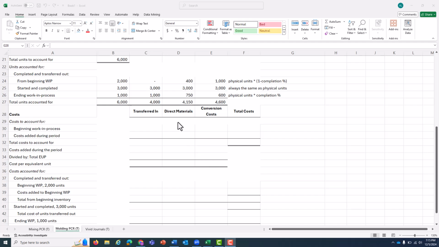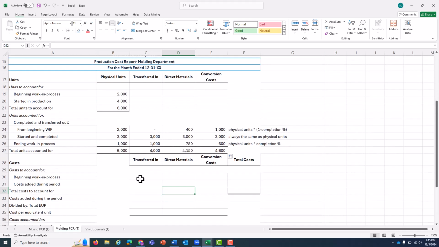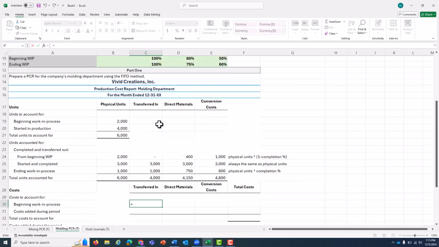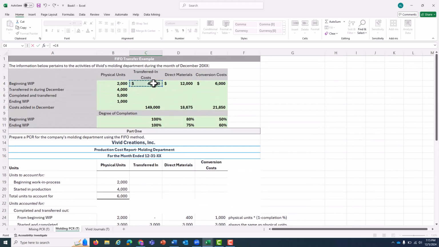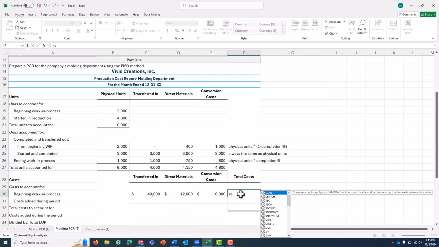And now that we have the unit section of the molding PCR completed for Vivid Creations, we can move on to the cost section. So just like before, we're going to start our cost section by calculating what amount of money was already committed to beginning WIP when the period started. And that was a total of $40,000 worth of costs, which were transferred in, $12,000 in material costs, and $6,000 of conversion costs. So just bring those numbers on down and copy them into your template, and then find the total of that.